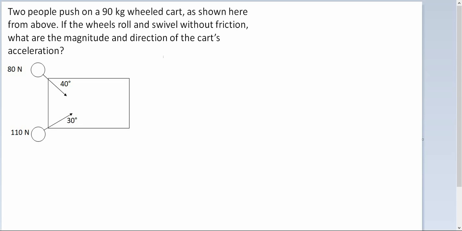Hi. What we're going to do in this video is basically work through a force problem. Okay, so we've got this problem here on the page. Two people are pushing on a 90 kilogram wheeled cart.